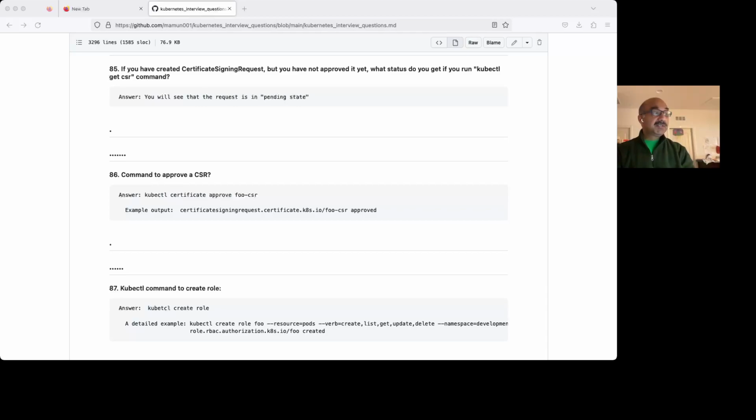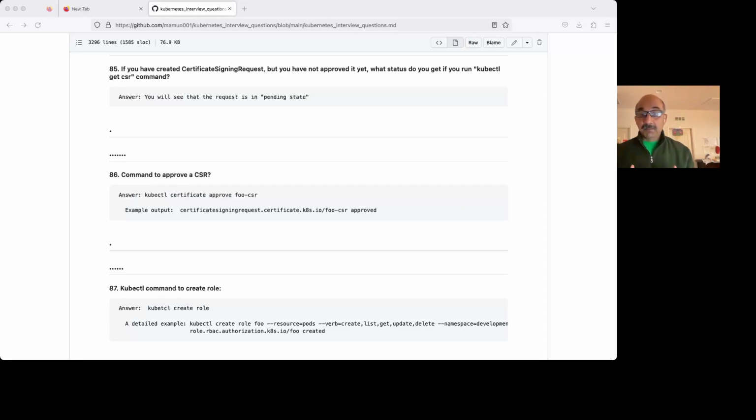All right, the first question today is: if you've created a certificate signing request, but you have not approved it yet, what status will it be in? So a couple of things the interview is looking for here. First of all, your understanding of how the certificate request goes in.